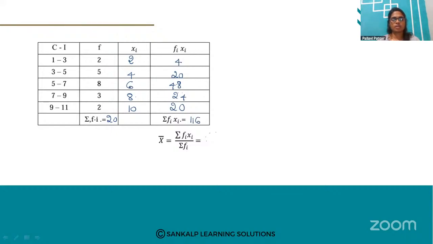Now using the direct method formula to calculate the mean, this is equal to summation fi xi, 116, divided by 20, which is equal to 5.8. Therefore, the mean of the given data is 5.8.